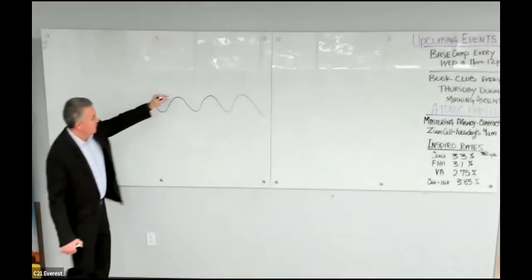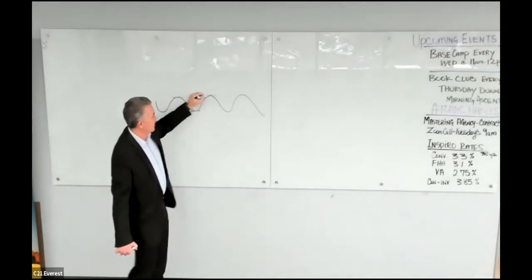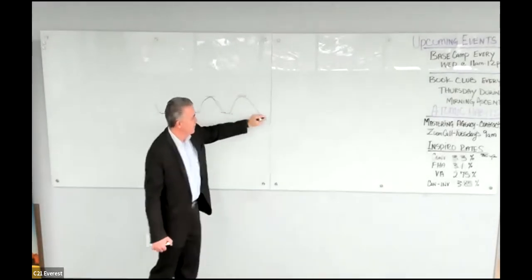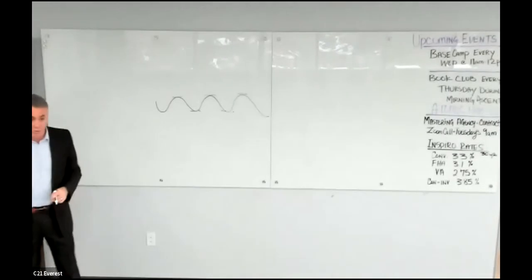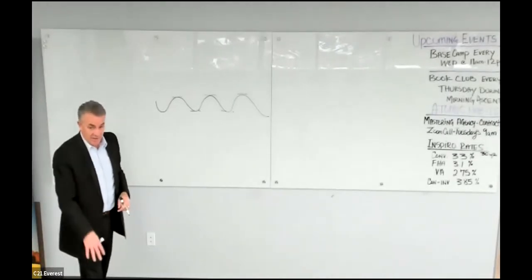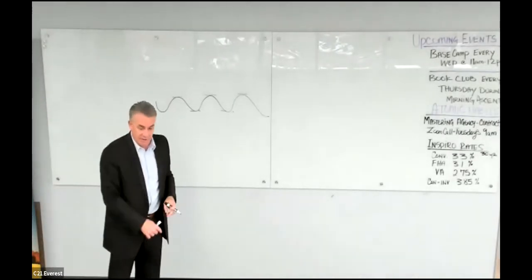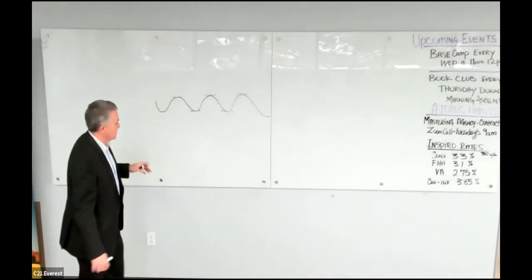Meaning, they have money, they don't have money. They go through this: I made a lot of money, now I don't hardly have any money. The reason that happens is because of this.